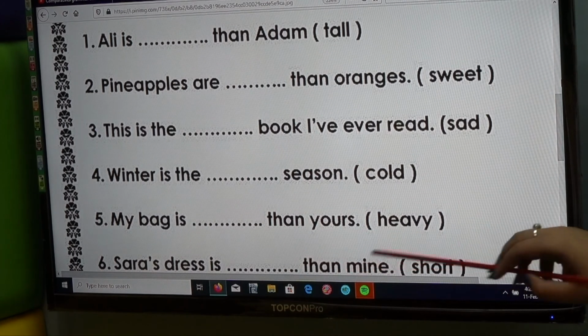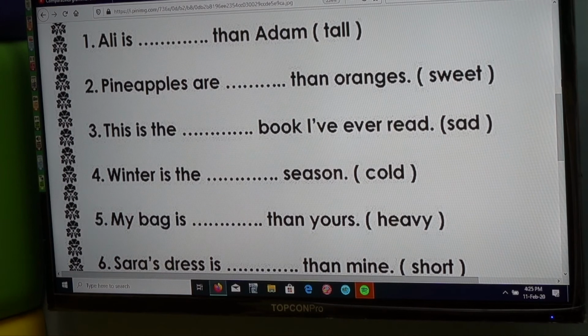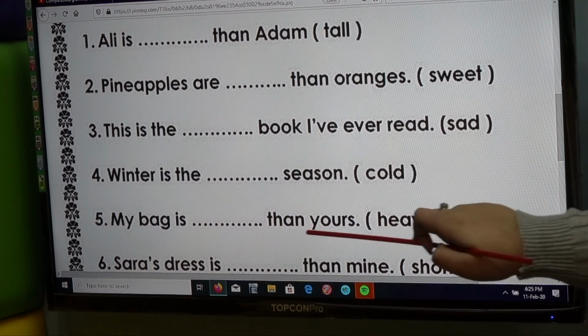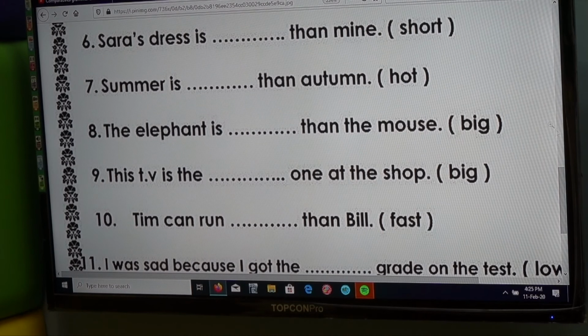But here, okay, comparative, okay? 2 things, comparative. Heavy, it ends with the letter Y. If it ends with letter Y, what we have to do, we have to cross out the Y and add IER. Heavy becomes heavier. My bag is heavier than yours. Remember to add than as well. Okay, number 6. Moving on to number 6. Okay.